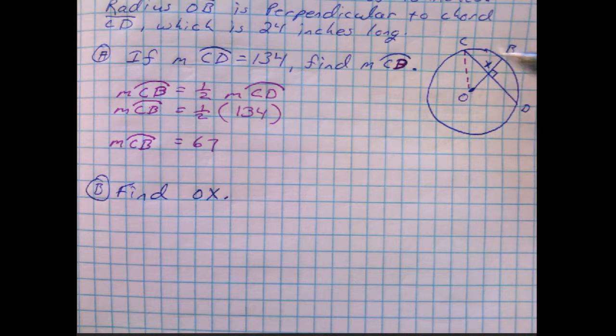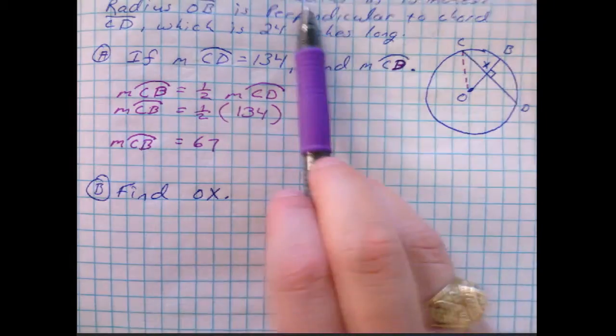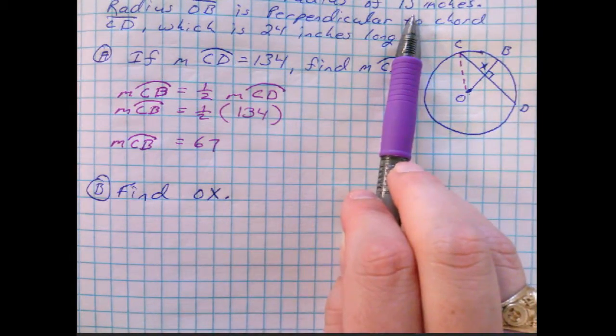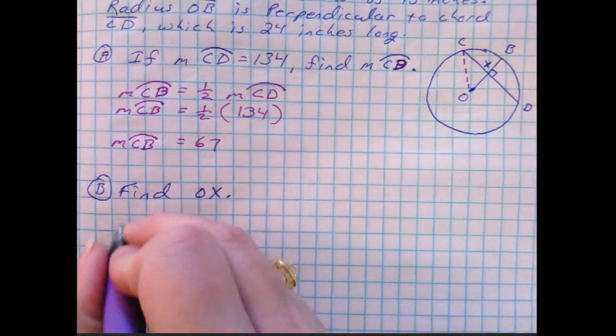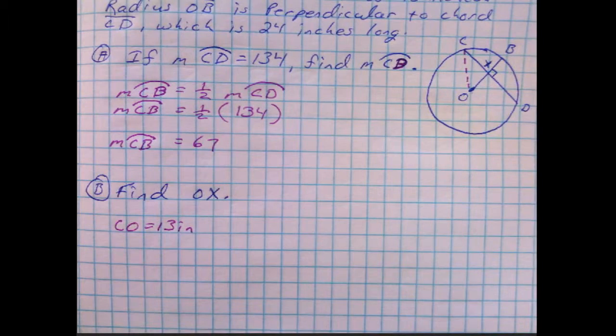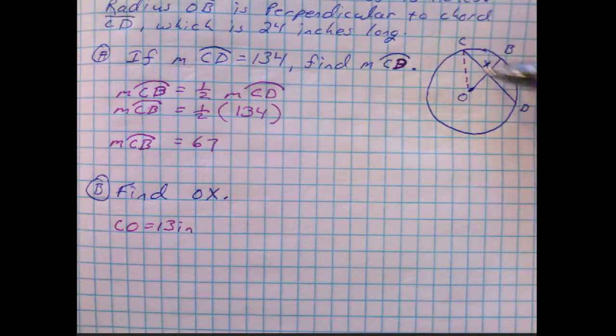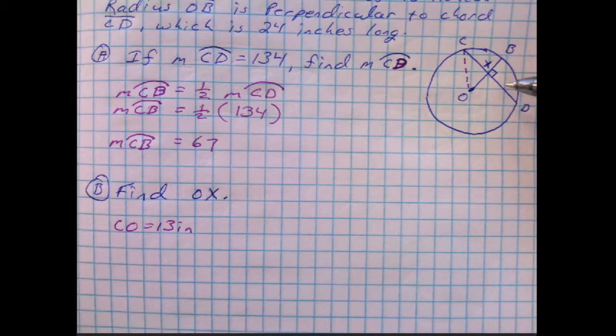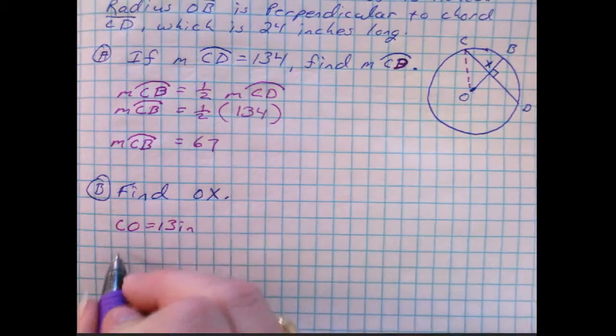We know that CO is a radius, so it's going to be 13 inches, just like the radius was at the top. So CO equals 13 inches. Okay, it says OB bisects CD. Because we said it's perpendicular, we know it bisects that. So if the whole thing is 24, then we know this piece has to be 12.